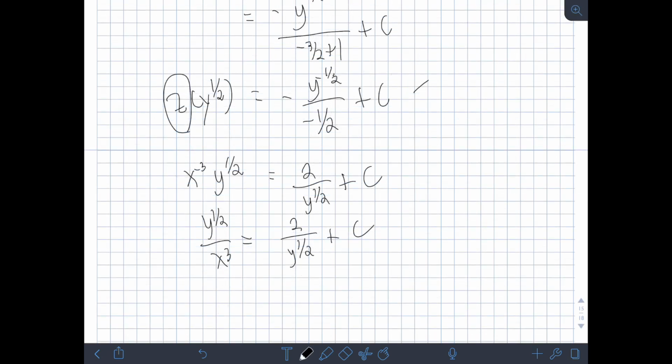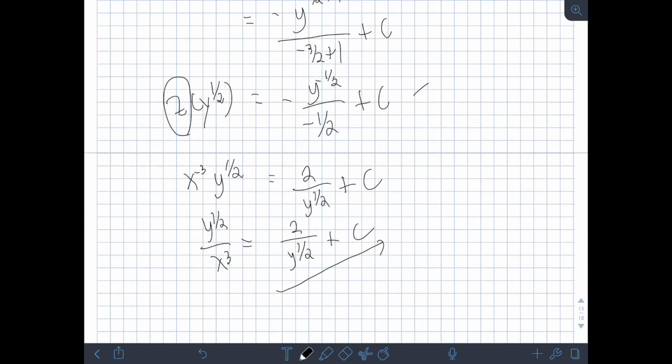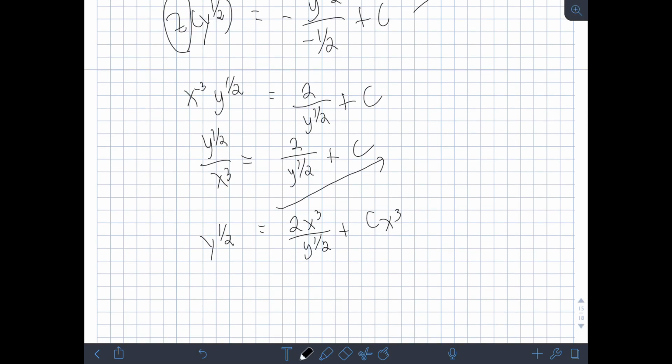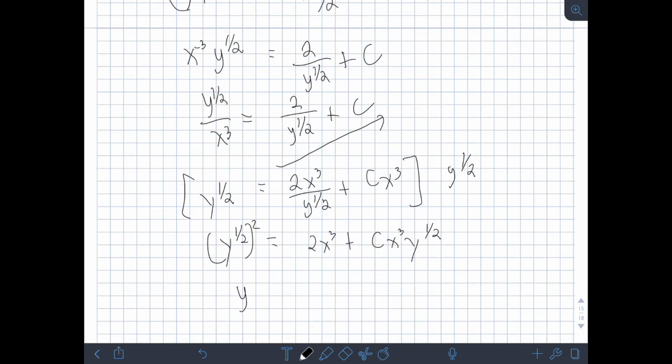So, pag kinos multiply ko dito si x cubed, magiging 2x cubed over y raised to 1 half plus c x cubed y raised to 1 half. And then, pag minultiply ko both sides by y raised to 1 half, magiging y raised to 1 half squared equals 2x cubed plus cx cubed y raised to 1 half. Parang y na is equal to 2x cubed plus cx cubed y raised to 1 half.